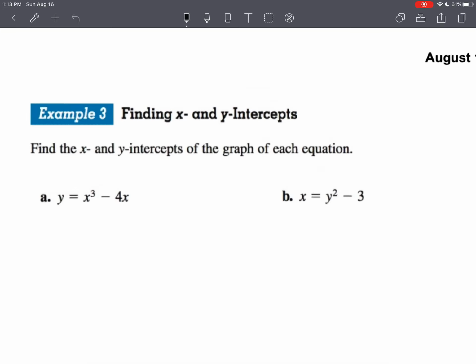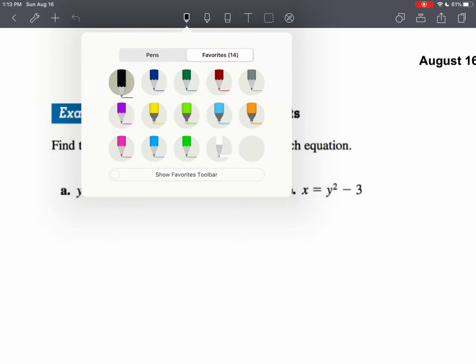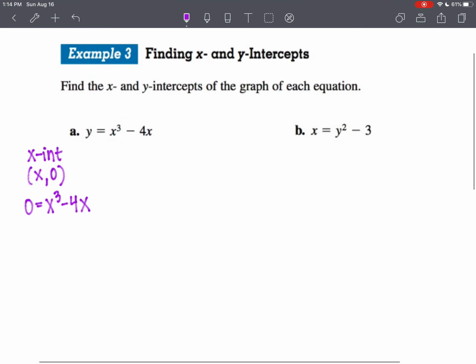Let's get started. So, finding x and y intercepts. X and y intercepts of the graph of each equation. Well, now the x-intercept is the value of x when y is 0. So I'm going to take my equation, I'm going to put a 0 in for y, and I'm going to solve for x. I'm going to solve by factoring.